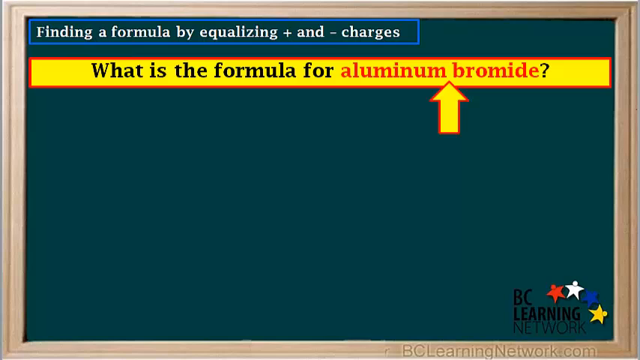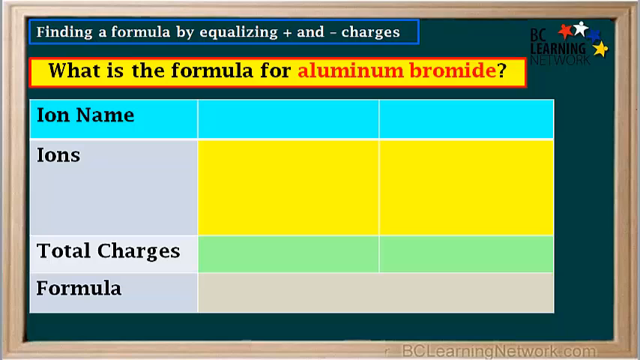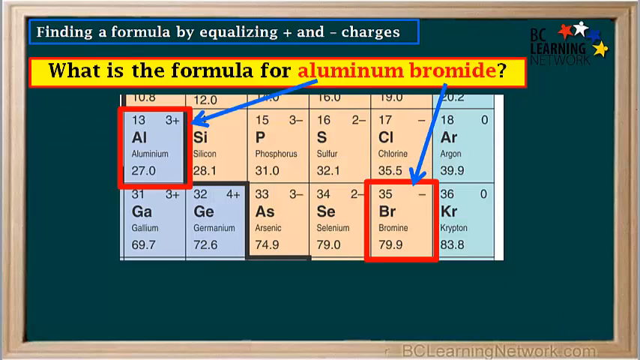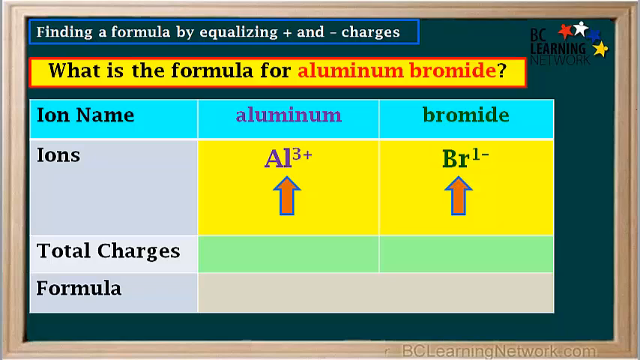So the question is, what is the formula for aluminum bromide? We can set up a little table like this. Now when you're doing this, you don't really need to enter the information on the left. It's just here to help you understand what we're putting in the table. We put the ion names in here, so in this case, aluminum and bromide ions. We look them up on the periodic table and find their charges. We find Al3+ and Br-. We add them to the table.